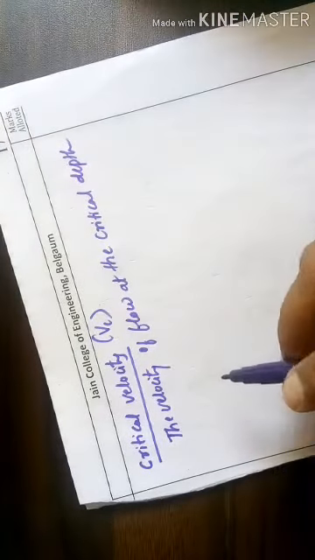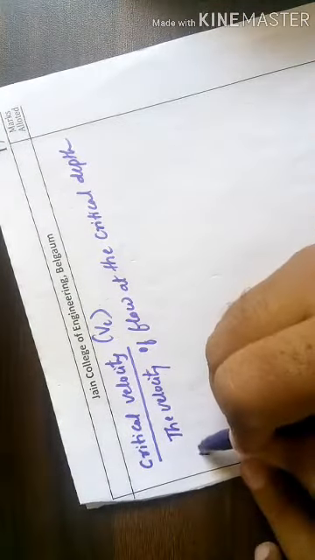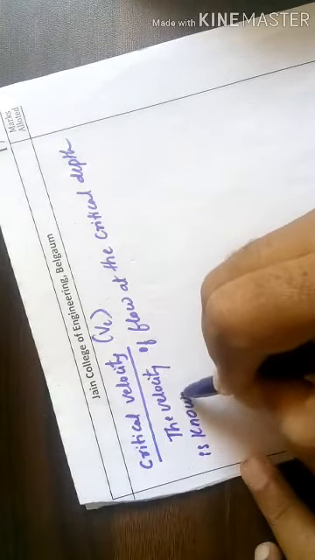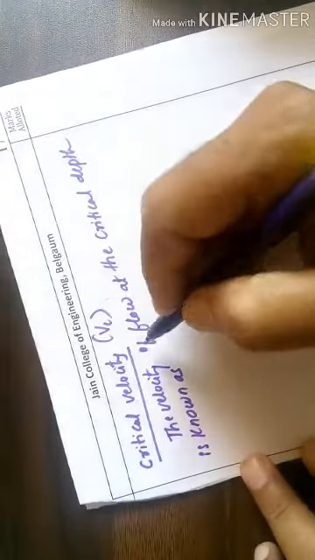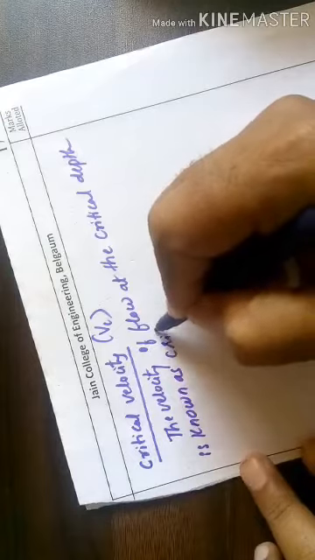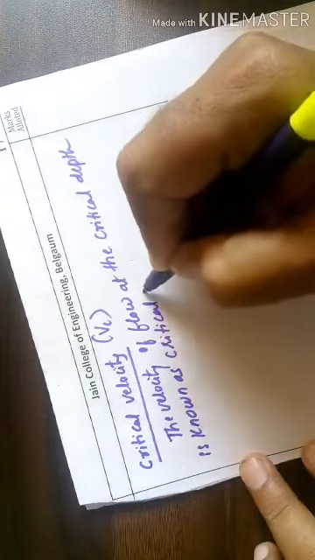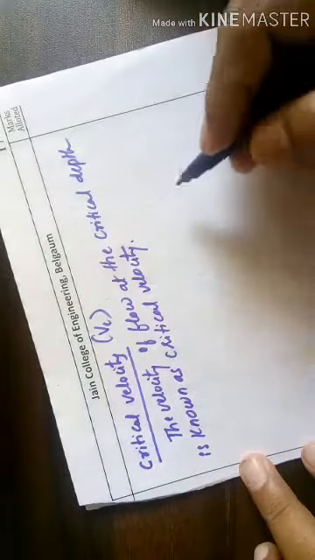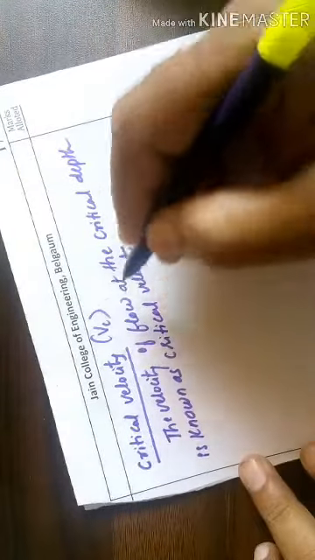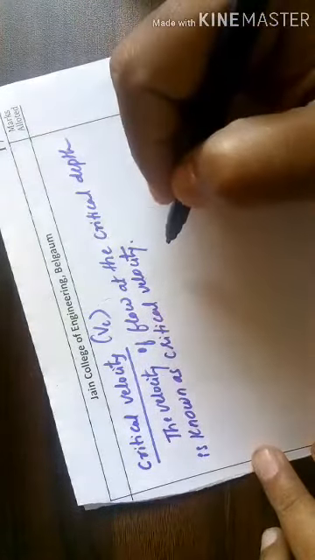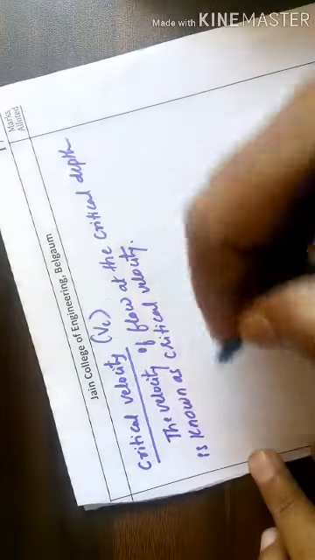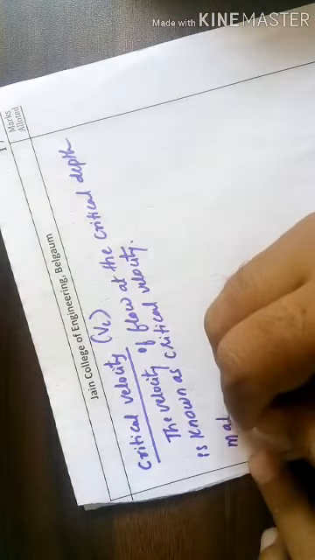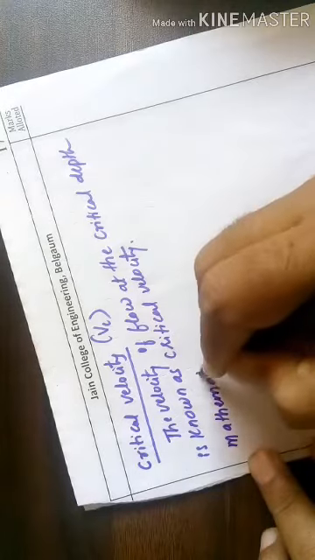At the critical depth is known as critical velocity, and is denoted as Vc. That is critical velocity. Then mathematically how the equation can be obtained.